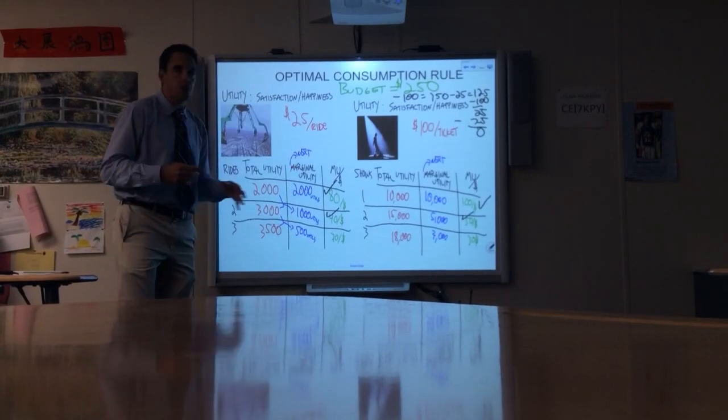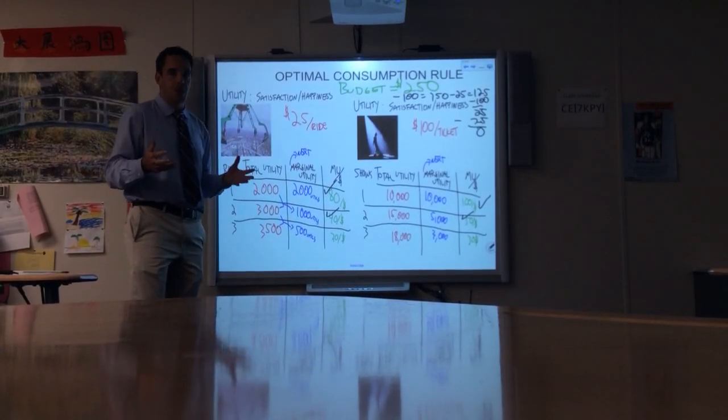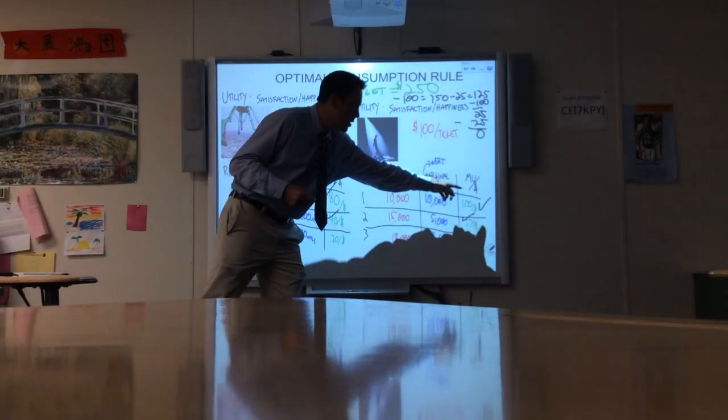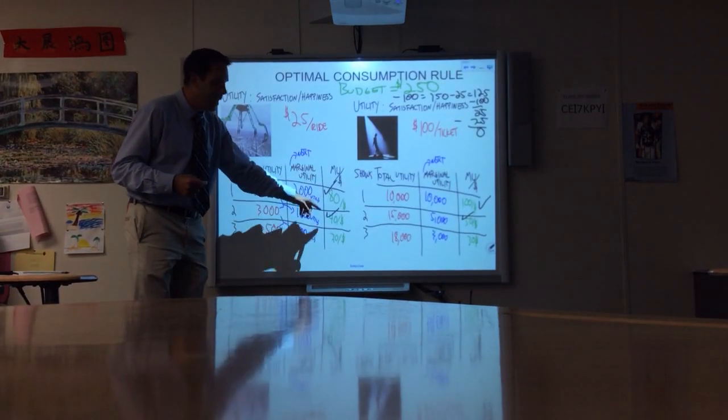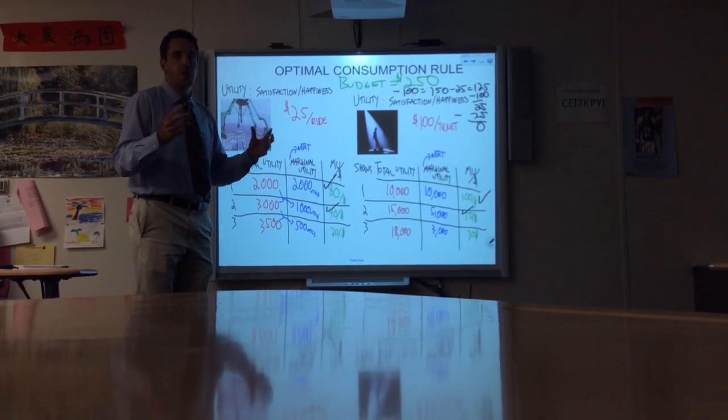This is a simplified version, but this is what all the problems are asking you to do. Find the marginal utility per dollar, and then you select the highest marginal utility per dollar until you're out of money.